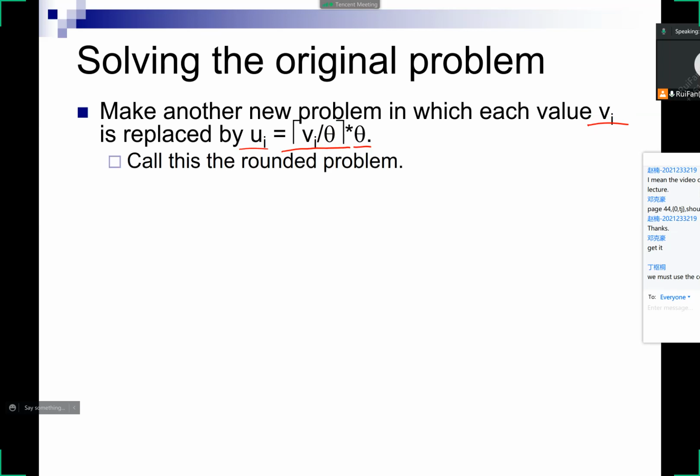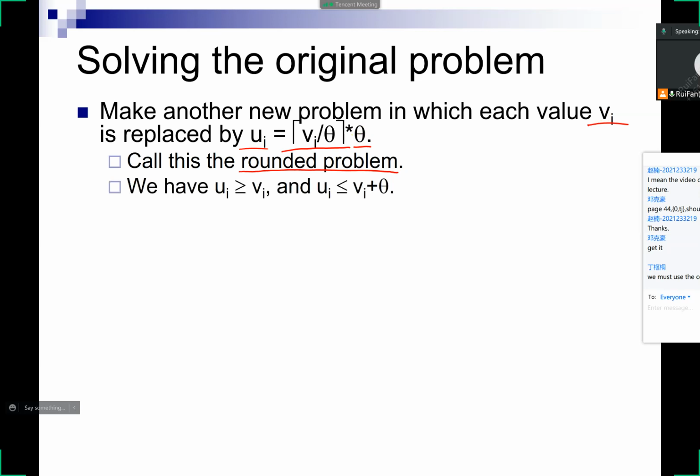Now we're just going to call this the rounded problem. Because if you look at v and u, they have approximately the same size. So u is not scaled with respect to v. However, u is a rounded version of v. U basically looks for the next multiple of theta which is larger than v, and that's the value of u.